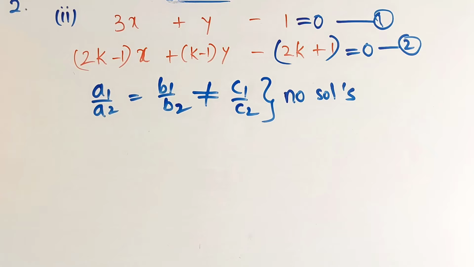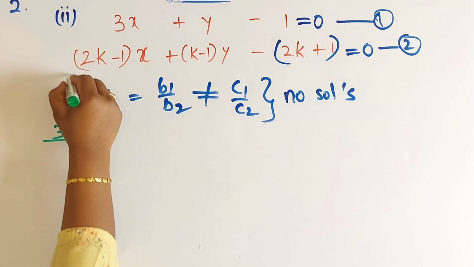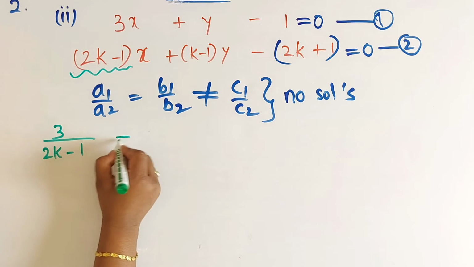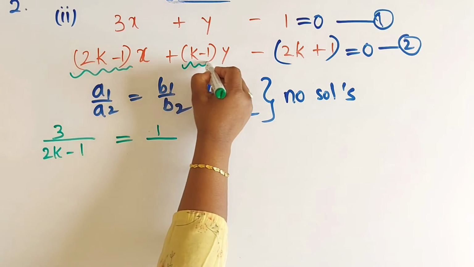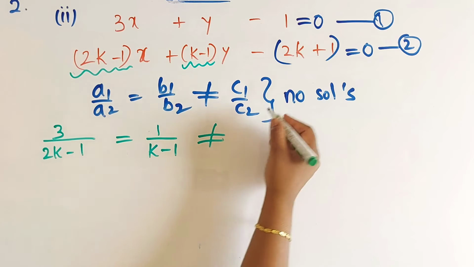Now we will find out the ratios. a1 by a2: here a1 is 3 divided by a2, which is 2k minus 1. 2k minus 1, that equal to b1 by b2. b1 is 1 divided by b2 is k minus 1, children. K minus 1 but not equal to c1 by c2.